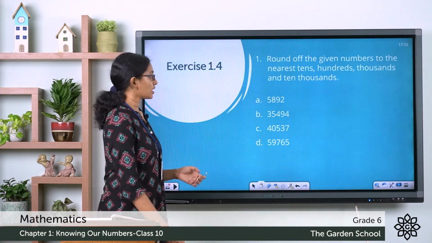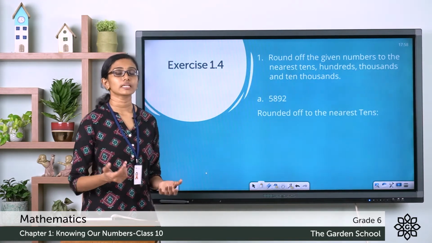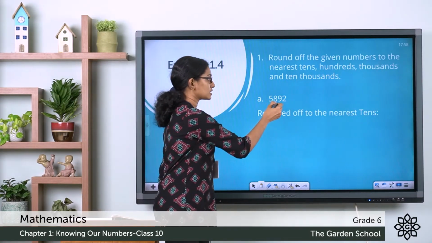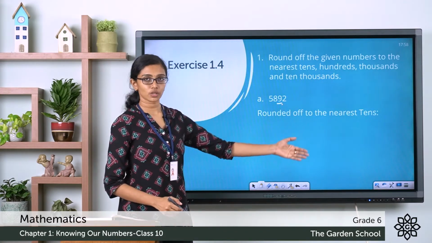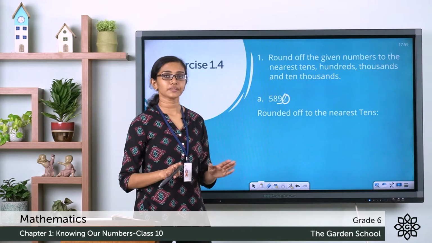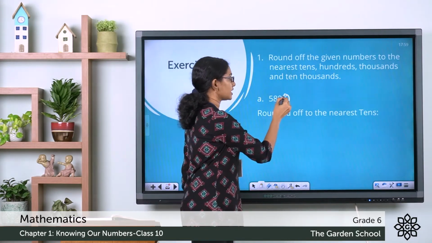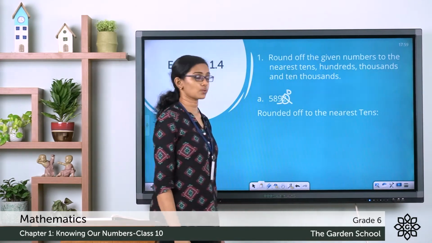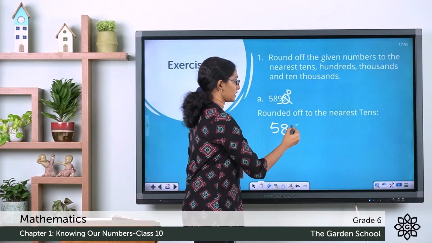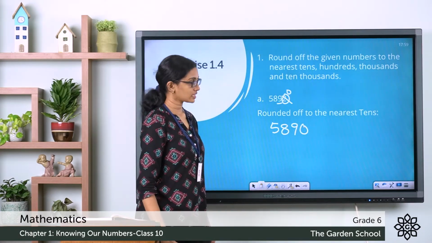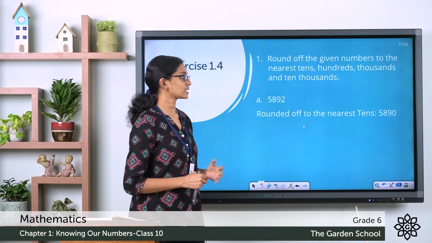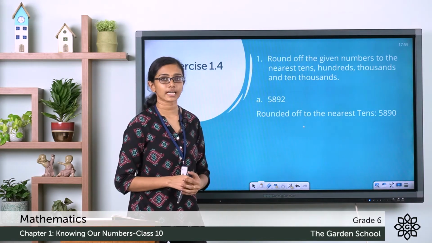5,892. And what do you get when you round it off to the nearest 10? See, the rounding digit is the tens digit, which is 9. To the right of it you have 2, which is less than 5. So you can leave the rounded digit as it is and change the digits to its right to 0. So what do you get? What you get is 5,890. So 5,892 rounded off to the nearest tens gives you 5,890.